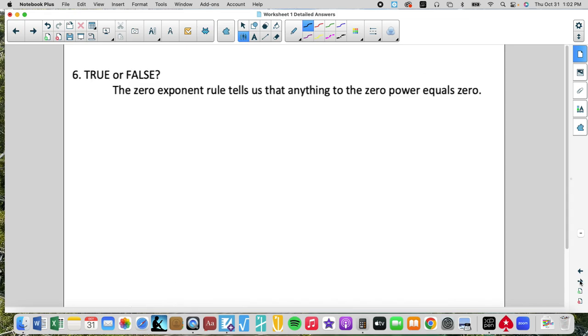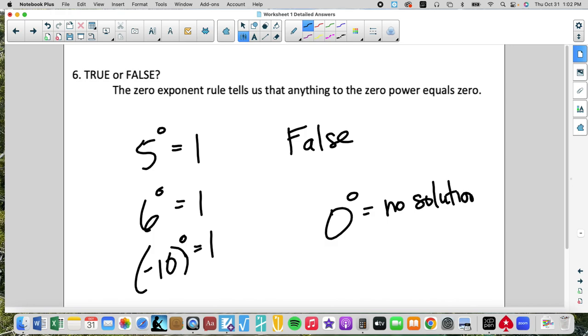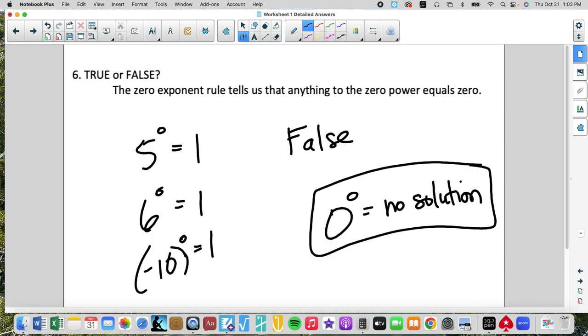True or false? The zero exponent rule tells us that anything to the 0 power equals 0. So 5 to the 0 equals 1. 6 to the 0 equals 1. -10 to the 0 equals 1. The zero exponent rule tells us that anything to the 0 power equals 0? No, that is absolutely false. Almost everything to the 0 power equals 1. 0 to the 0 power is undefined. That's the only one to the 0 power that doesn't equal 1.